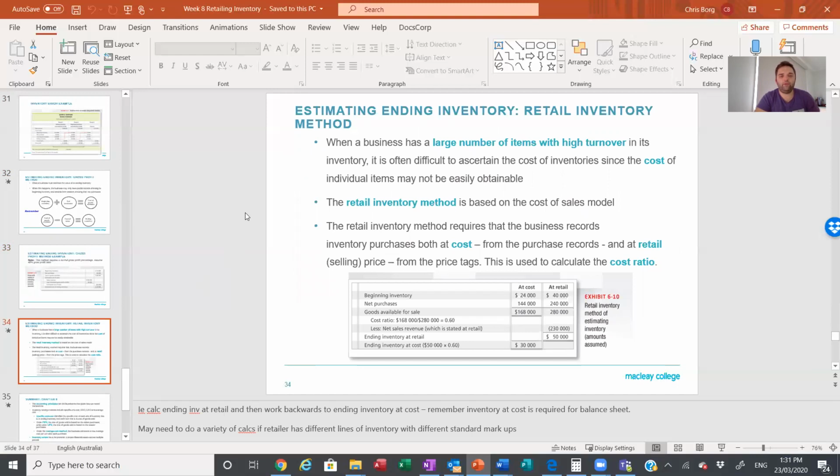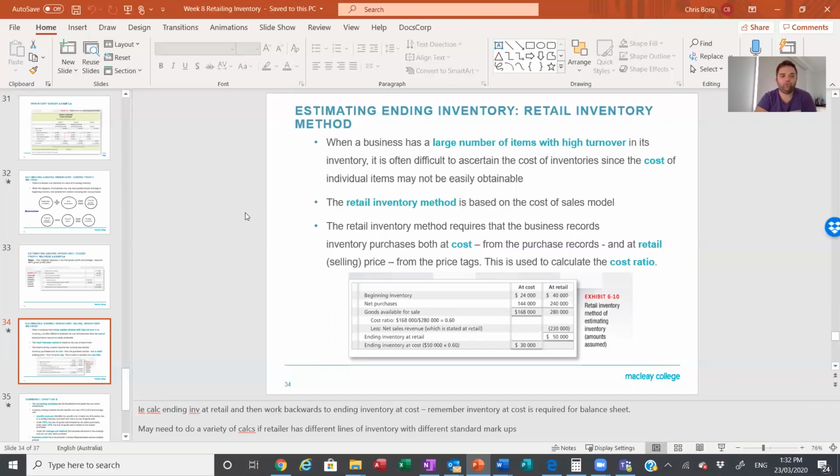So in estimating ending inventory using a retail inventory method, this is when a business has a large number of items of high turnover in its inventory, and therefore it is often difficult to ascertain the cost of inventories, since the cost of individual items may not be easily obtainable. The retail inventory method is therefore based on the cost of sales method. The retail inventory method requires that the business records inventory purchases both at cost from the purchase records and at retail, the selling price from the price tags. This is used to calculate the cost ratio.